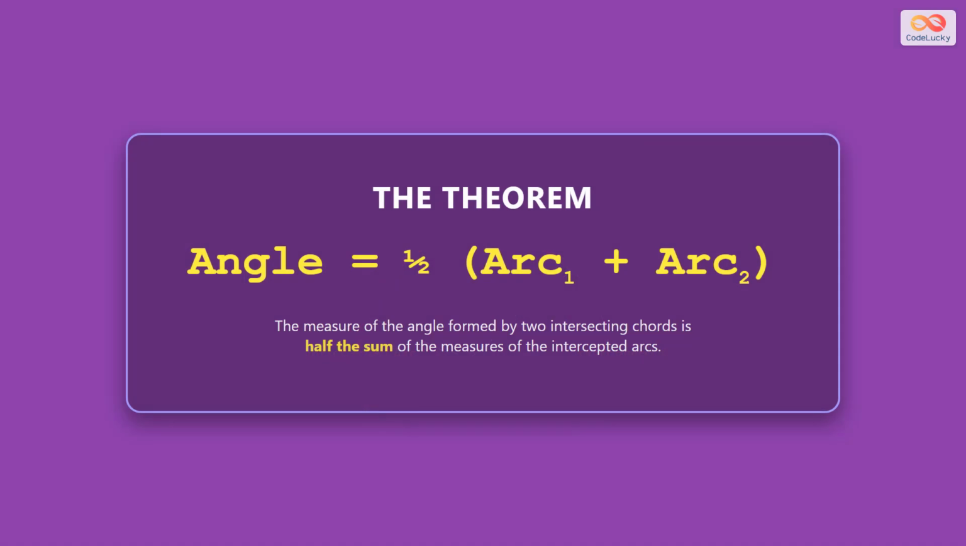Here is the key rule you need to remember. The measure of the angle formed by these intersecting chords is equal to the average of the intercepted arcs. In other words, you add the measures of the 2 arcs together, and then divide the result by 2.